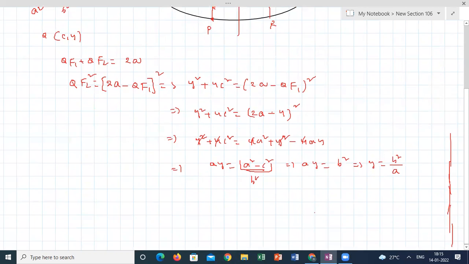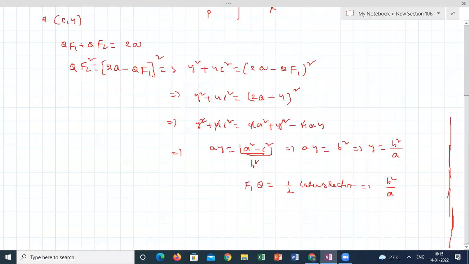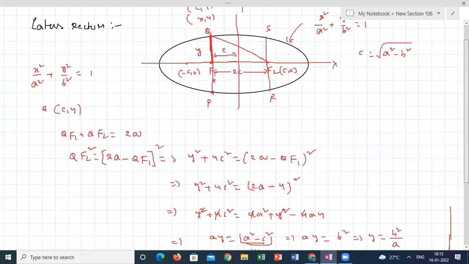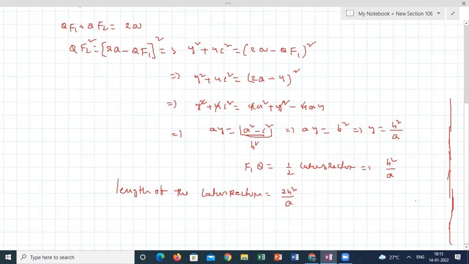This is half of the latus rectum. F1Q is equal to half of the length of the latus rectum, so it is b square by a. So the length of the latus rectum is 2b square by a. Basic geometry is enough. With the help of the eccentricity formula, or by identifying the points, you can also derive the same. There are many methods.